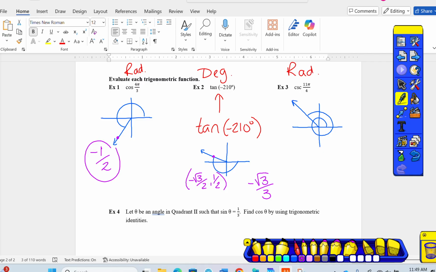Number 3, cosecant. Now, cosecant is the opposite of sine. So if I figure out sine, all I have to do is flip it. So 11 pi over 4 is in the second quadrant. The sine of that value, so the y value, is root 2 over 2. If I flip that, I get root 2. Did you all get that? Okay.